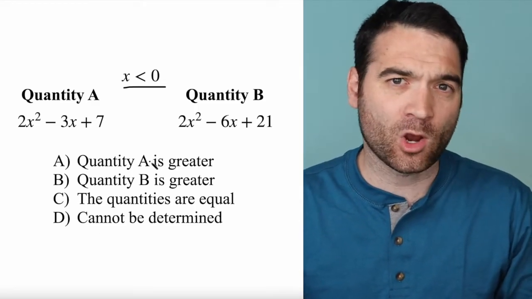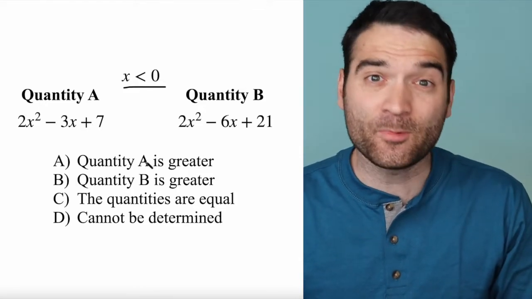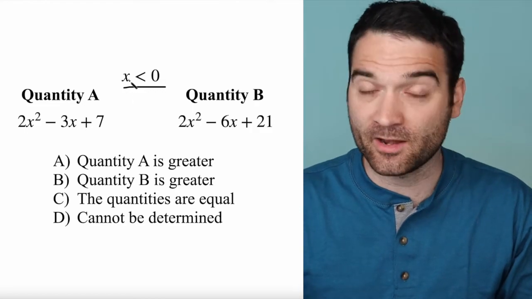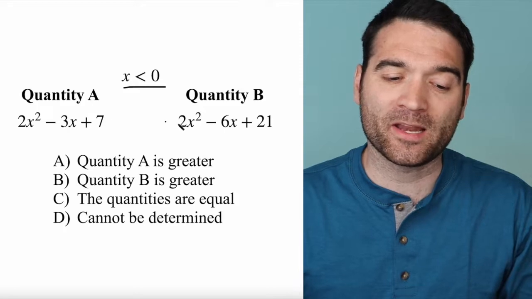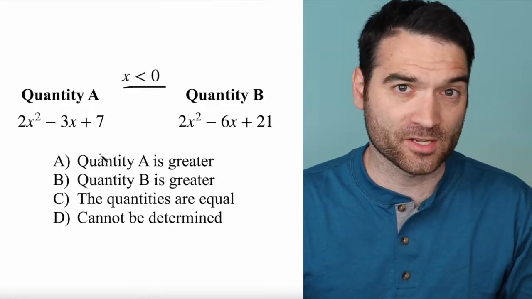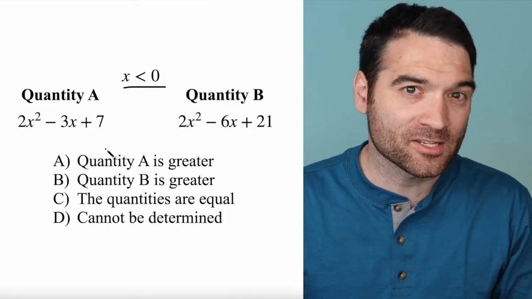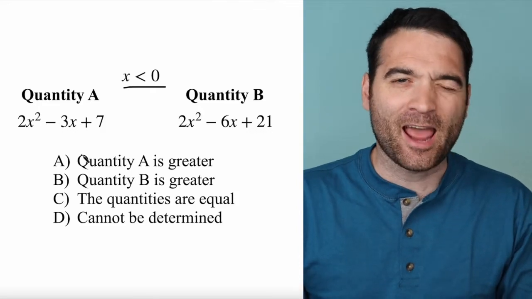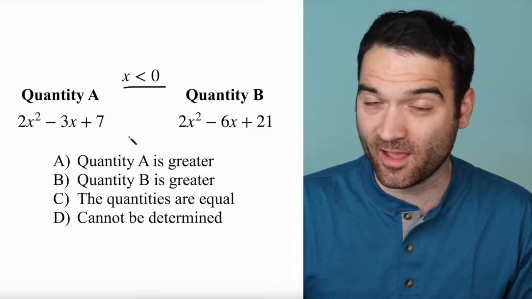Well, a great way to go on quantitative comparison questions is often just to plug in numbers. And certainly we could do that here. What's a number we could plug in? We could plug in -1, right? A number less than 0. And we could plug in -1 and see which quantity comes out greater. The problem, of course, is we won't know for sure if that's always true. It might be true in one case, but not in every case. So we would need to keep testing and testing, and we could never be 100% sure that one quantity was greater than the other.